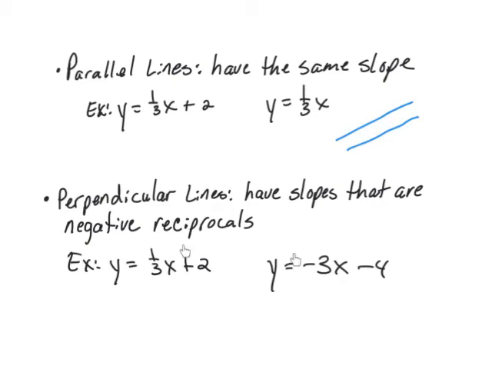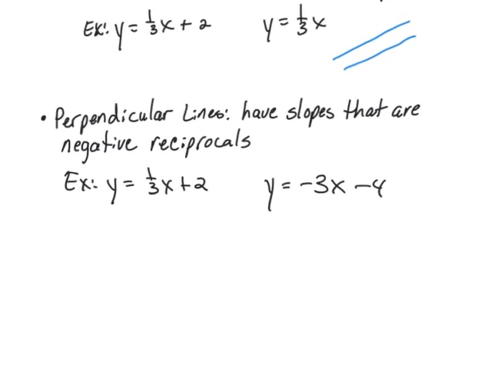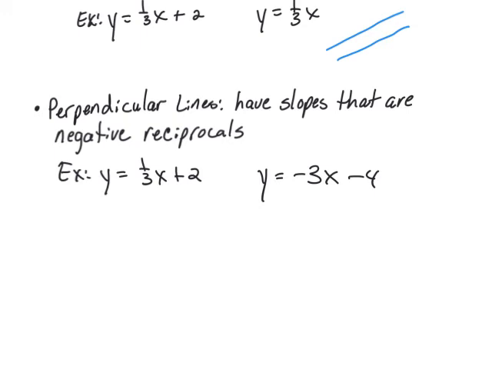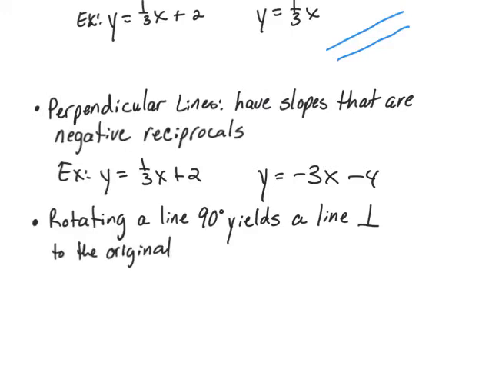Rotating a line 90 degrees yields a line perpendicular. So that's the same kind of thing when we think of transformations. So again, rotating a line 90 degrees yields a line perpendicular to the original. So if you rotated around the origin, you could essentially use those rotation rules to come up with your perpendicular line.